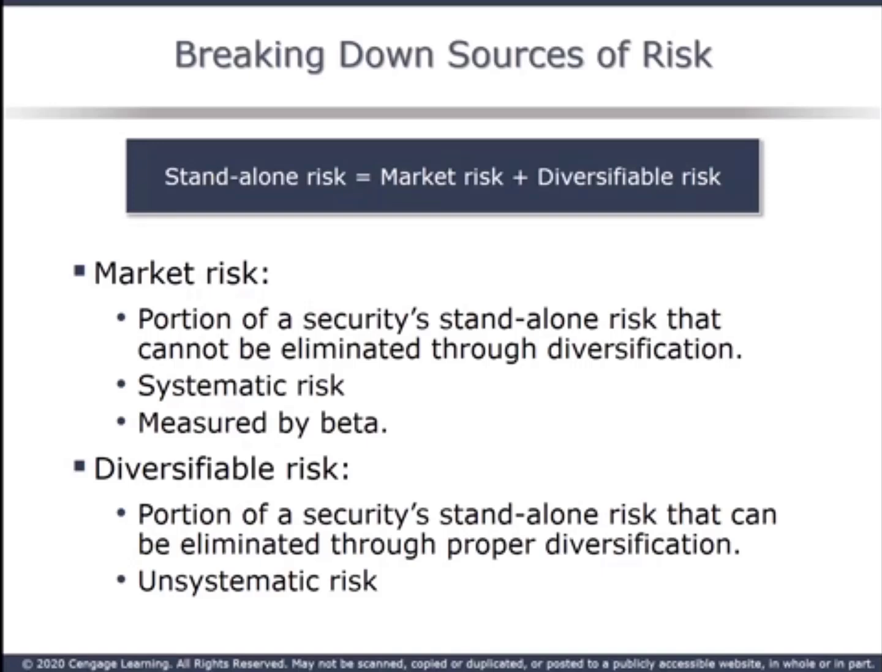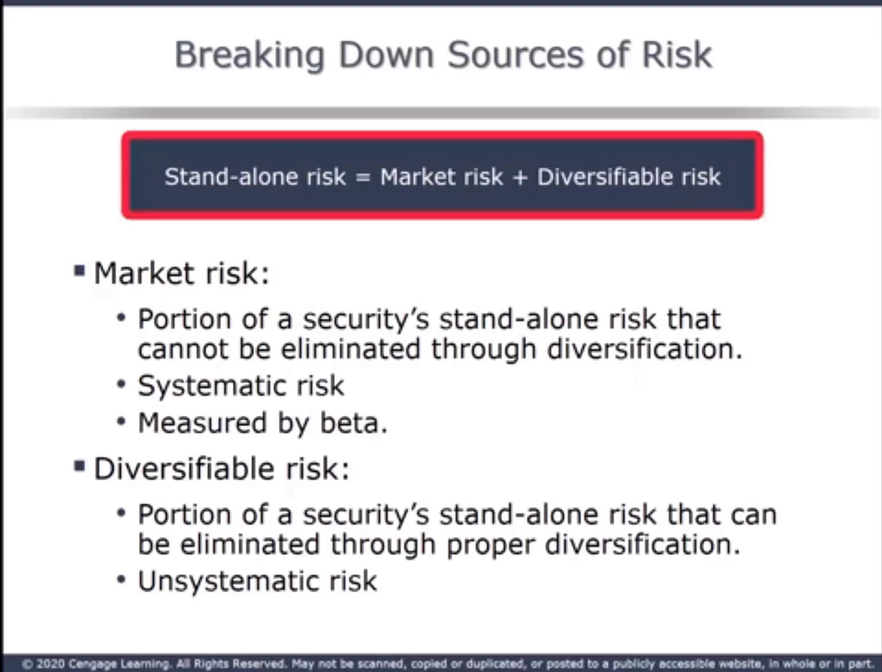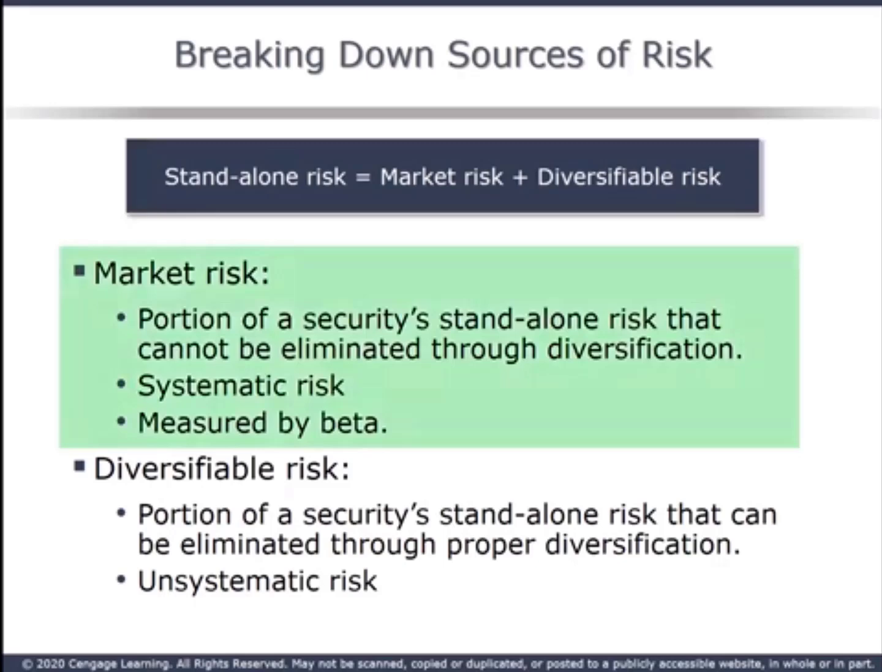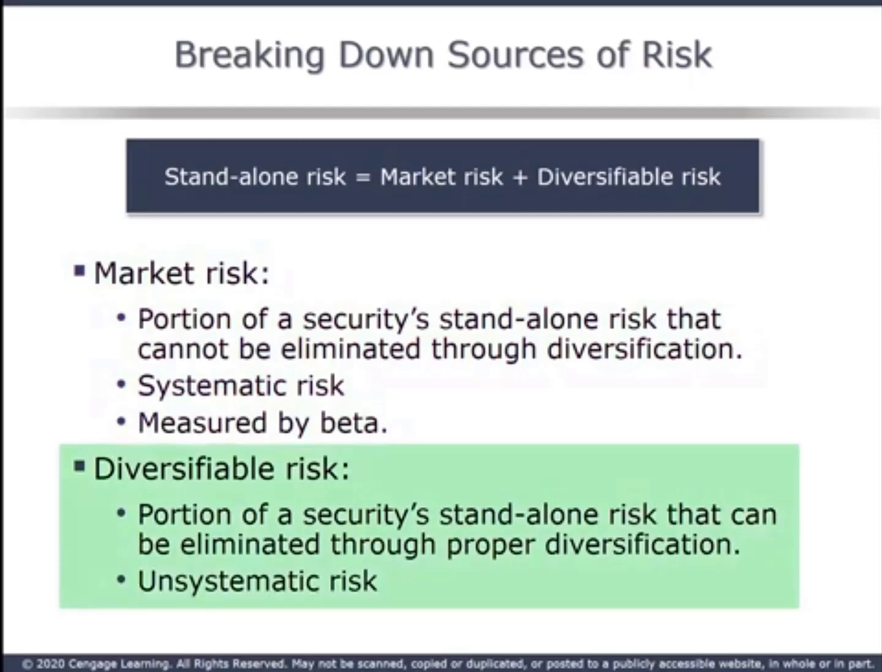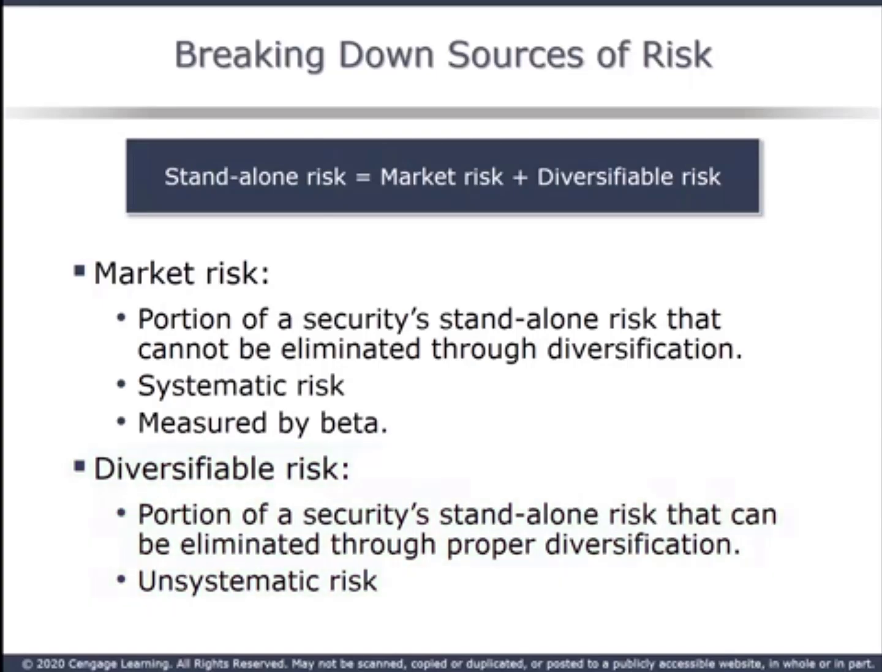So far, we focused mainly on standalone risk, the risk of holding a single asset in isolation. Standalone risk has two components: market risk or systematic risk that cannot be eliminated by diversification, the light blue on the previous graph. It's measured by beta. Diversifiable or unsystematic risk is risk that can be eliminated by diversification. That's the dark blue on the graph.